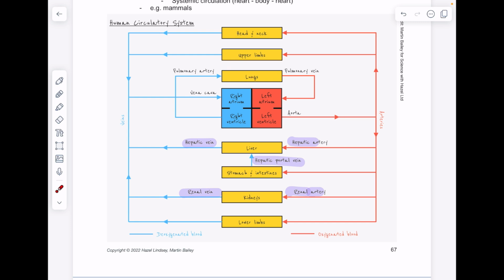Remember, most arteries in the body are oxygenated. The exception is the pulmonary artery. Most veins are deoxygenated. The exception is the pulmonary vein, transporting oxygenated blood from the lungs to the heart.